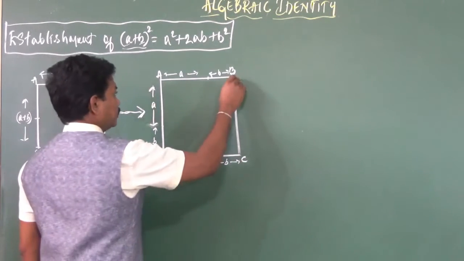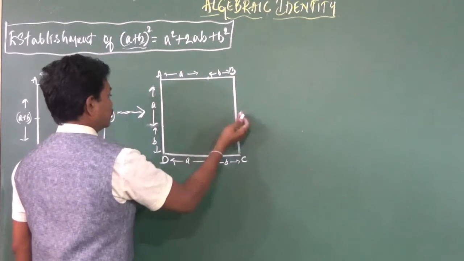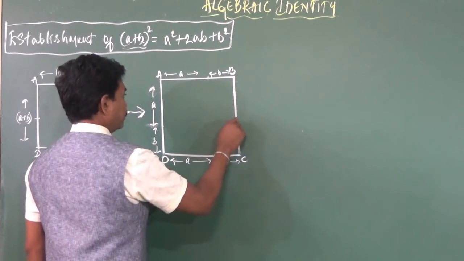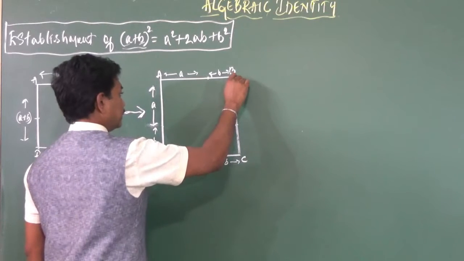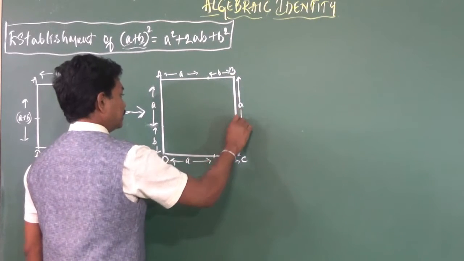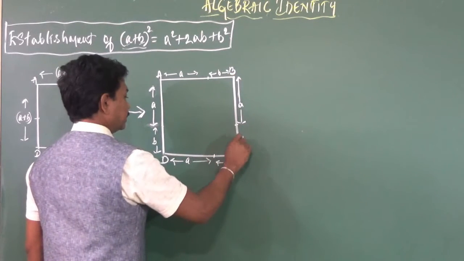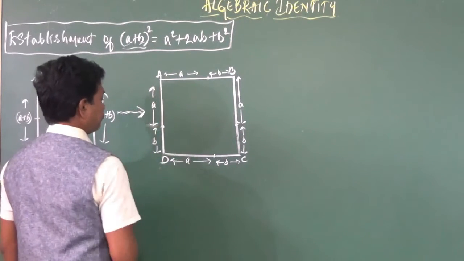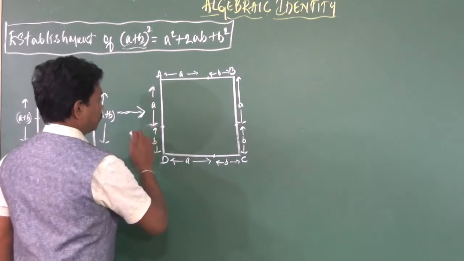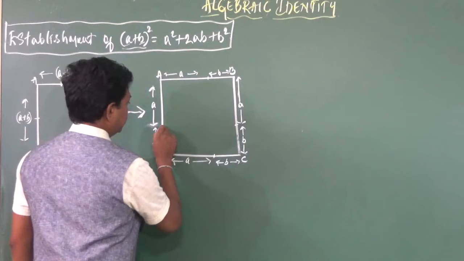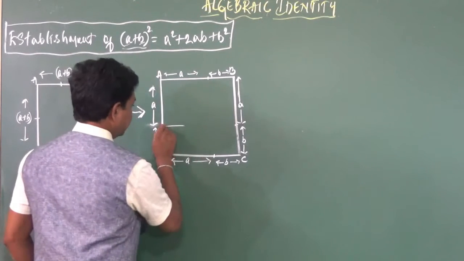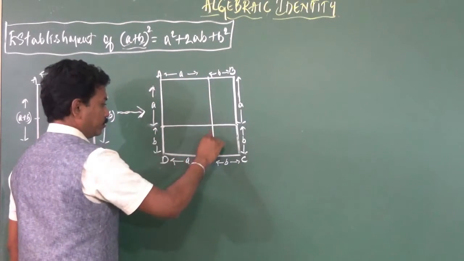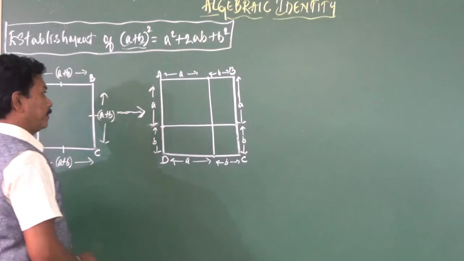The same thing happens as the opposite sides are equal here. So here we will consider a point. From here to here let us take it as a units, and from here to here as b units. Now let us join these two points through a line, and let us join these two points through a line.